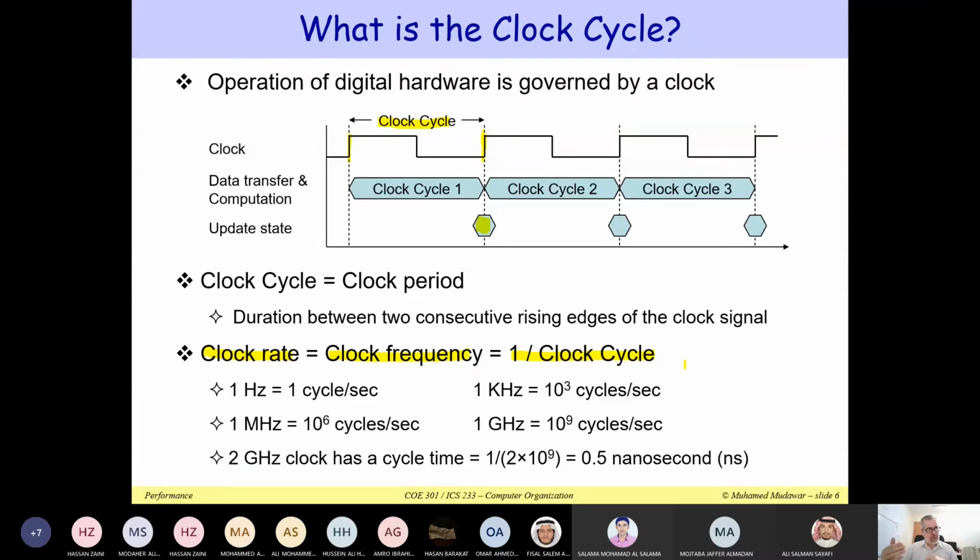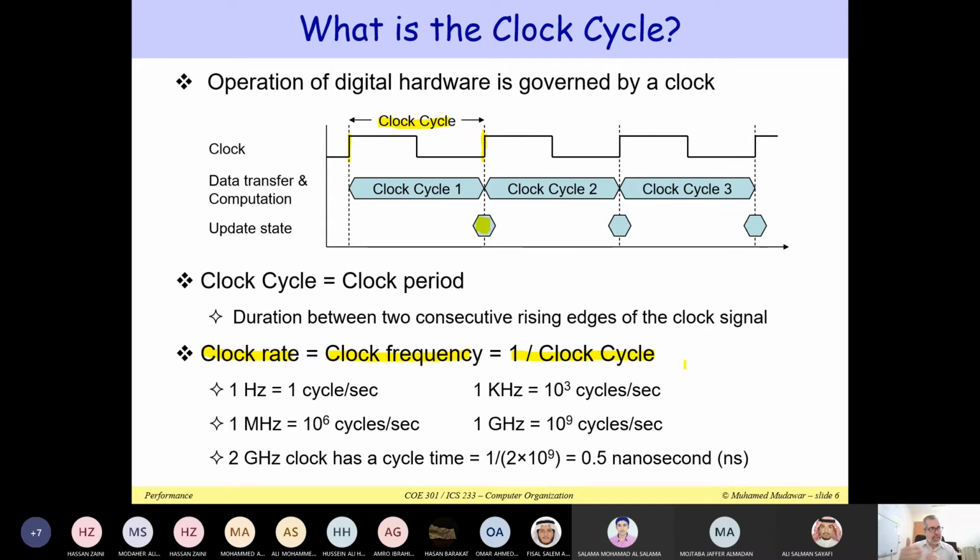So it's sufficient to know the clock cycle to calculate the clock frequency, or vice versa. If we know the clock frequency, we can calculate the clock cycle. If we know the clock cycle, we can calculate the clock frequency. So you don't need both. You just need one number to calculate the other.